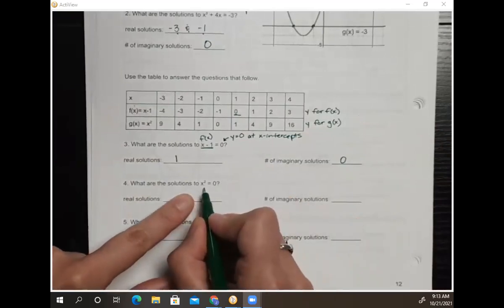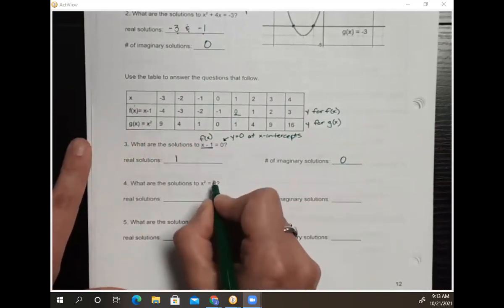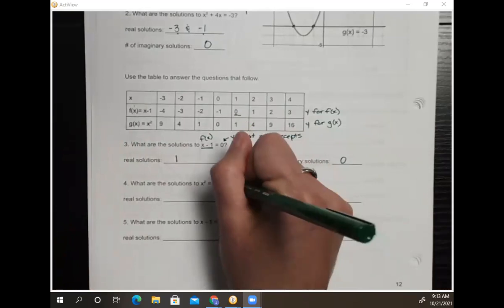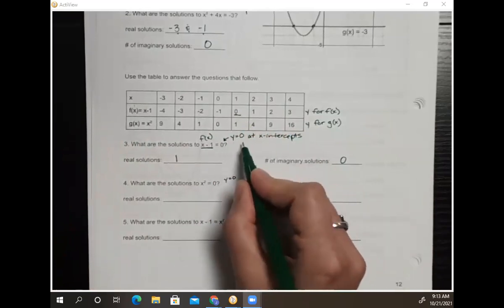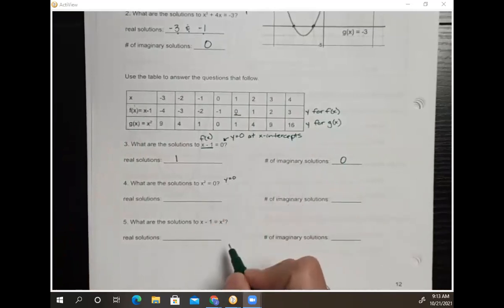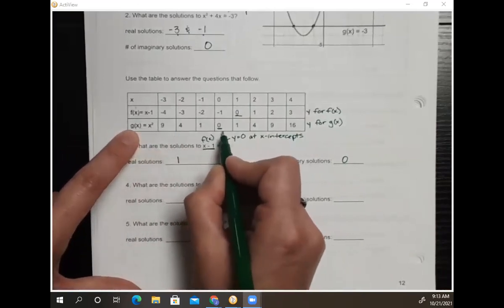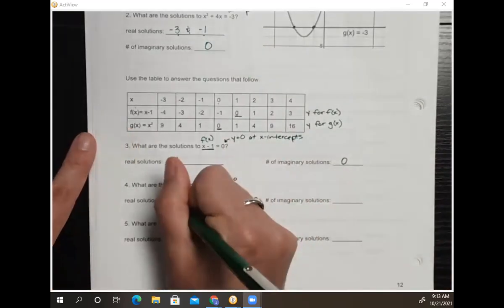Now, what are the solutions to x squared equals 0? So that's g of x. And again, when I'm looking at when it equals 0, I'm looking for x-intercepts. In a table, that means I'm looking for when is y equal to 0, right? Just like above, we said y equals 0 at the x-intercepts. So I'm going to look for when y is 0 in my table for g of x now. So here's a y value of 0. That's the only place. And it happens when my x value is 0.